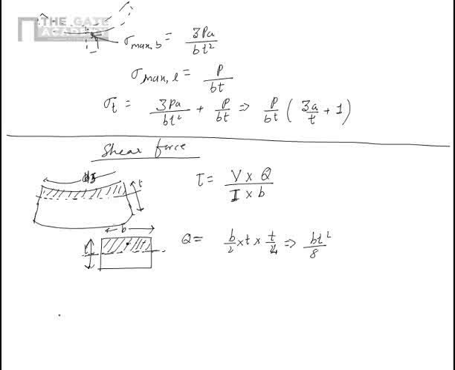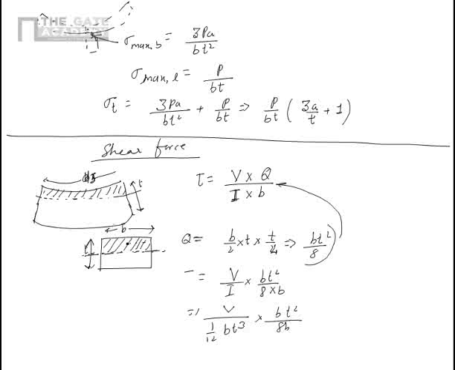Now if I feed this number into the formula, I get tau as V upon I multiplied by Bt square by 8 into B. Now I is nothing but 1 upon 12 Bt cube multiplied by Bt square by 8B. So I simplify this formula, it becomes 3 by 2 V upon Bt.